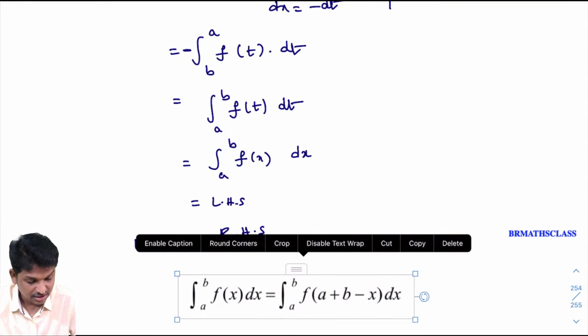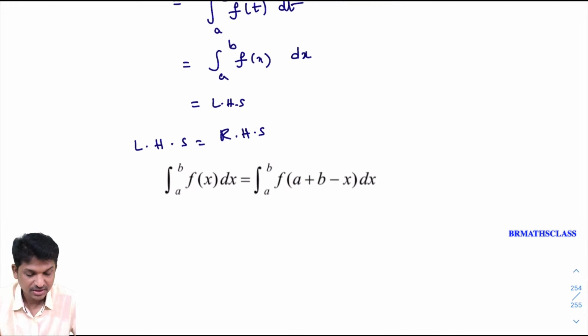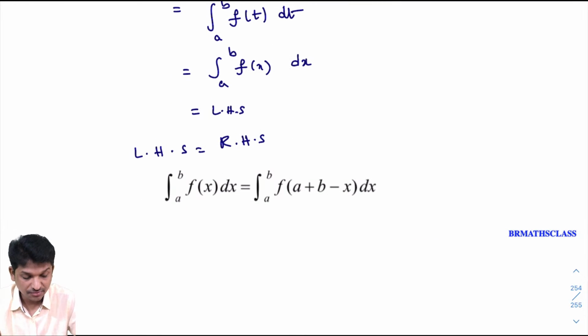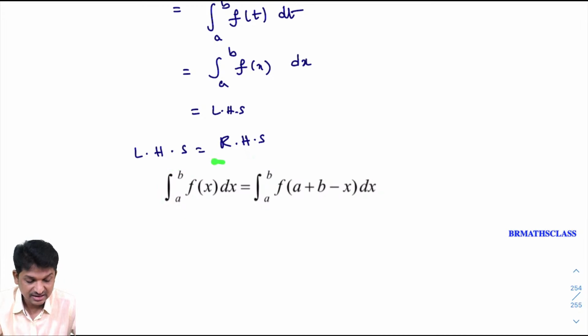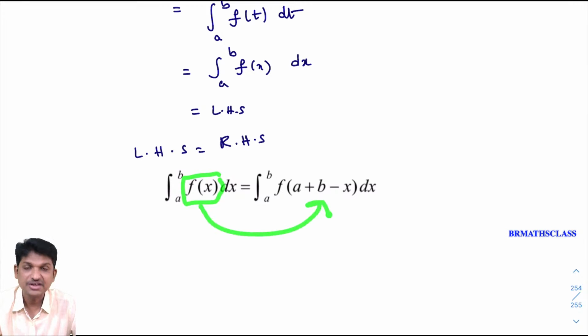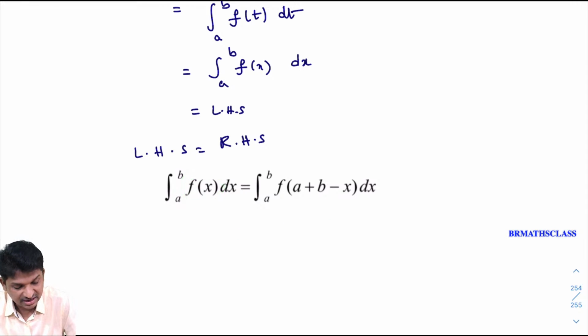Integral of a to b f of x dx is the same as integral of a to b f of a plus b minus x dx. Actually, how do we use this result? In the question, they will be like this. Integral of a to b f of x dx. In the given function, wherever x is there, in place of x, you can write a plus b minus x dx.